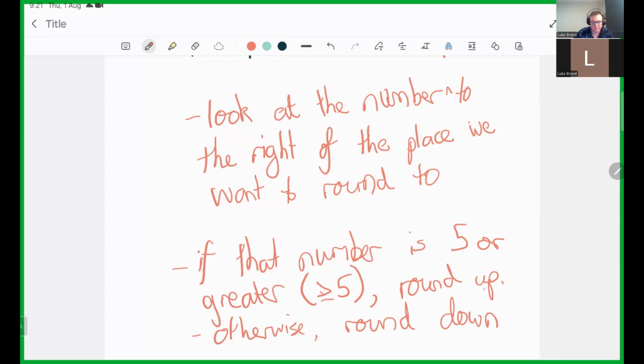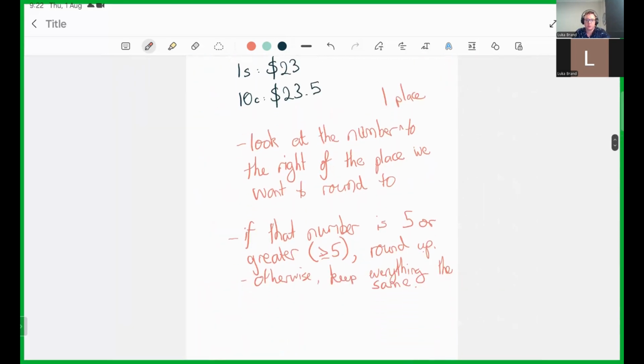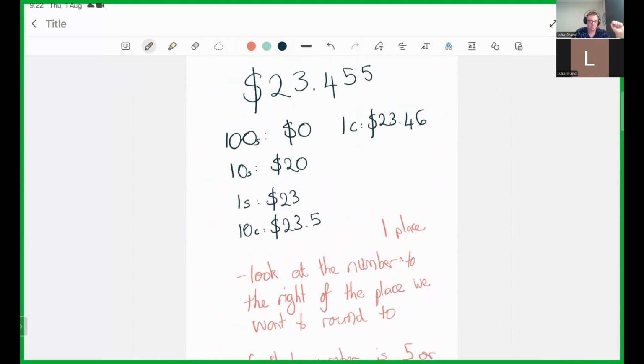No, not round down. It's probably what you might have heard in class, but an easy way to understand it is keep everything the same. They are your golden rules of rounding. Look at the number one place to the right of the place we want to round to. If that number is 5 or greater, round up. Otherwise, keep everything the same.